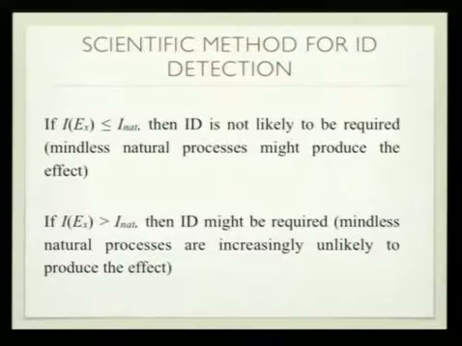I misread the symbol. That is, if the amount of functional information is less than that, then intelligent design is not required. If the amount of functional information is greater than what we could reasonably expect nature to produce, then intelligent design might be required. And how far beyond I_SIG the functional information is, the more increasingly unlikely it is that natural processes are able to produce that effect.